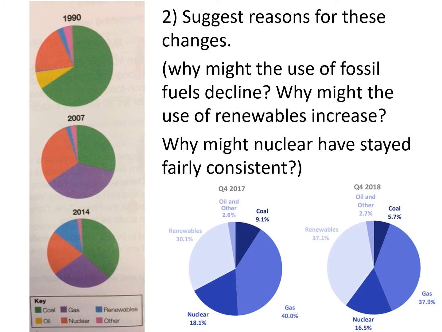Okay, now we want to look at reasons for these changes. So before you move on to the next slide, which talks through my answers, I'd like you to think about why these changes have happened. So in doing that, think about why might the use of fossil fuels have declined? Why might the use of renewables have increased? Why might nuclear have stayed fairly consistent? In your head, see if you can think up some answers to that. You might even want to ask your parents, see if they can come up with any ideas, and then move on to the next slide.